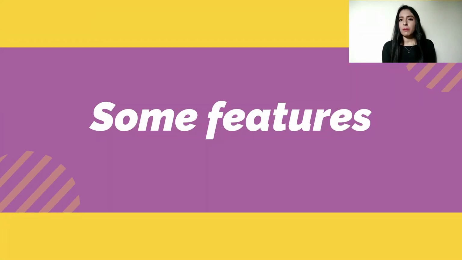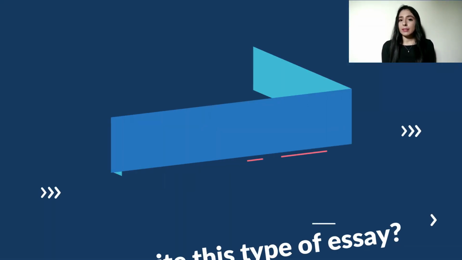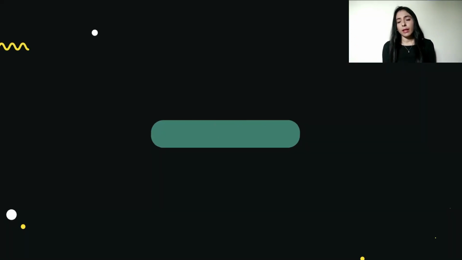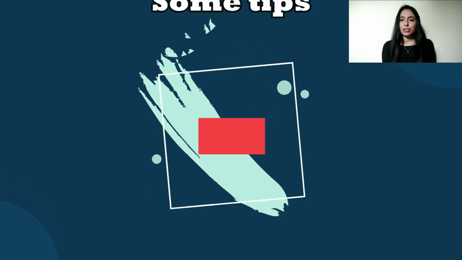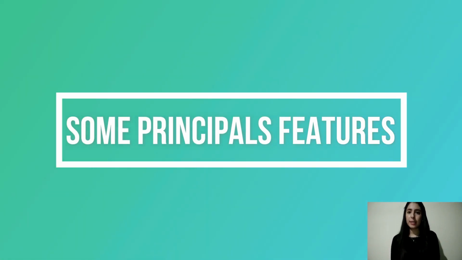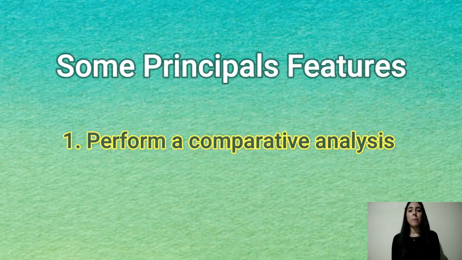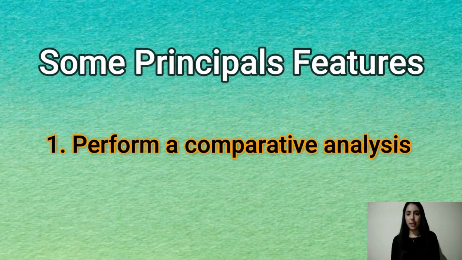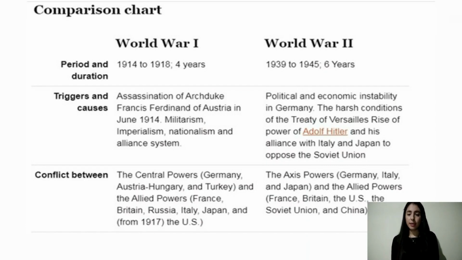Some features, the process of developing it, some suggestions on how to write this type of essay, an original essay, and finally some tips. Some principal features in this kind of essay are: perform a comparative analysis. A compare and contrast essay cannot be completed without conducting a comparative analysis.